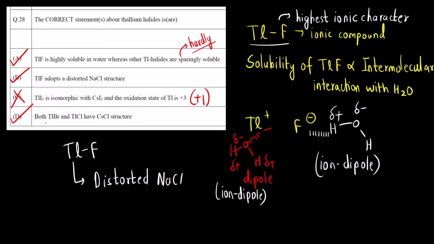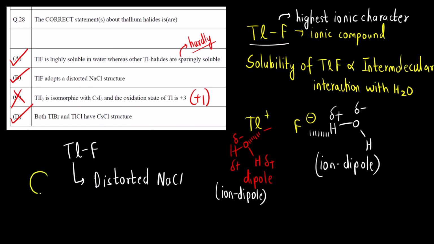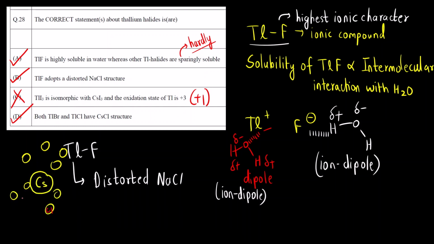And the last option D is correct. Both thallium bromide and thallium chloride have CsCl structure. What is the meaning of CsCl structure? It is a cubic structure. In between there is cesium, and then there are 8 chlorine atoms around it. This is called the cesium chloride structure. It forms the shape of a cube, a simple cubic arrangement.